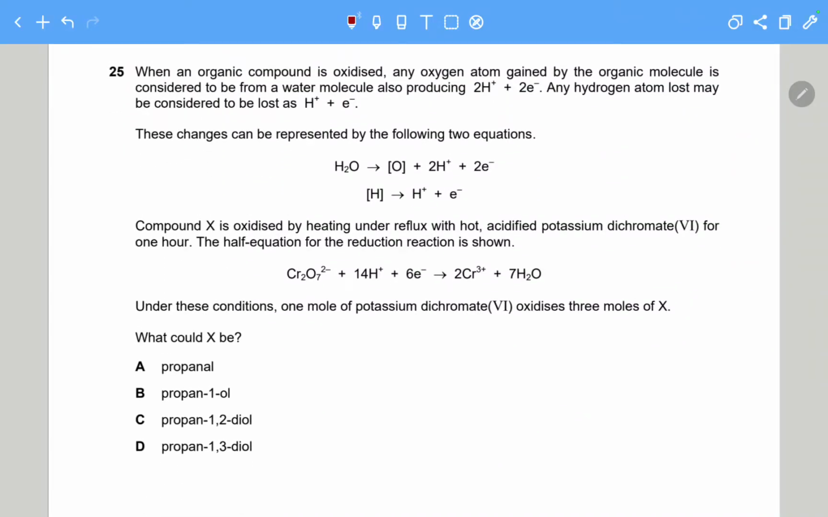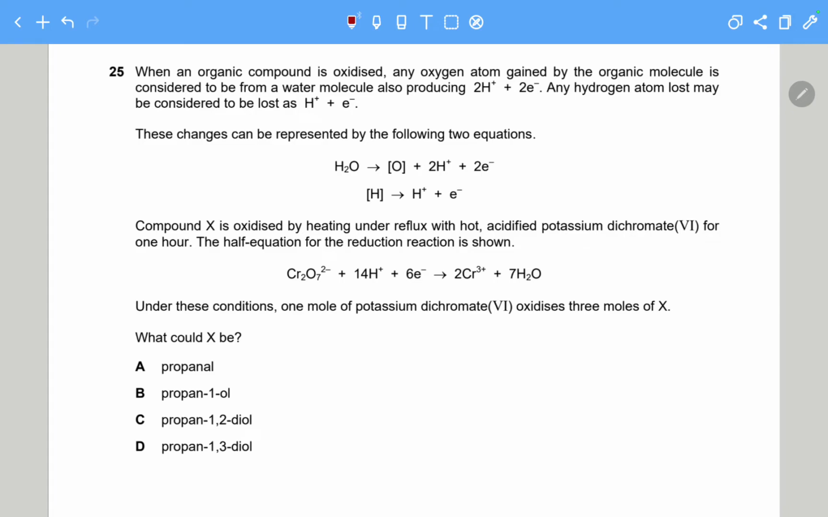When an organic compound is oxidized, any oxygen atom gained by the organic molecule is considered to be from a water molecule, also producing 2H+ and 2 electrons. Any hydrogen atom lost may be considered to be lost as H+ and e-. These changes can be represented by the following 2 equations. So they've given us the 2 half equations.